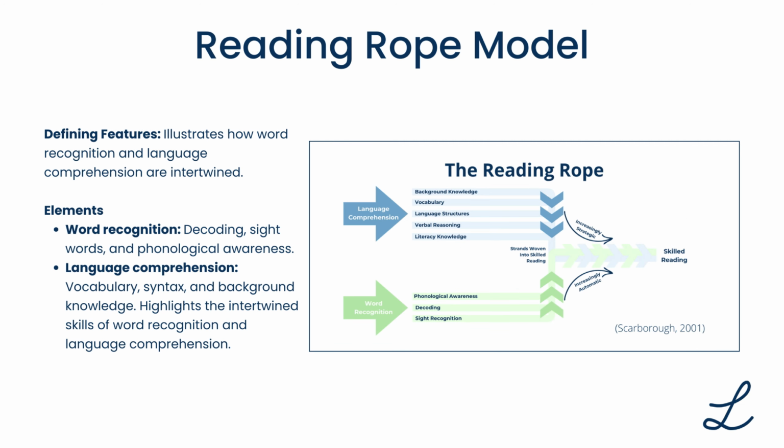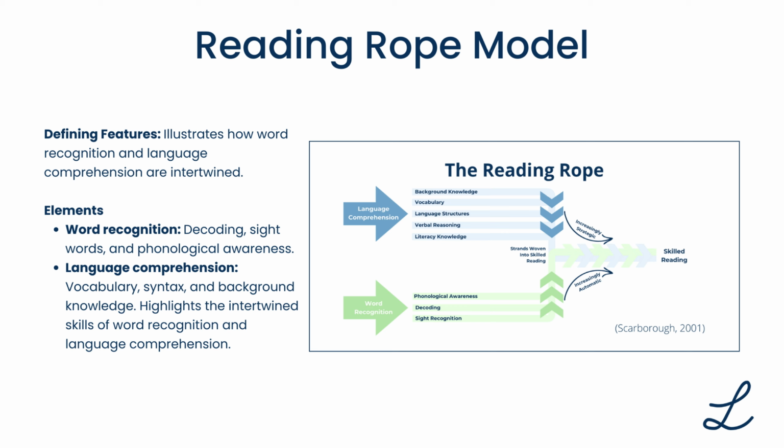The reading rope deepens our understanding of reading by showing how various skills interconnect to support fluency and comprehension. The rope is composed of two main strands. The first is word recognition. This includes decoding, sight word recognition, and phonological awareness, all foundational skills for fluent reading. And the second strand is language comprehension. This involves vocabulary, syntax, background knowledge, verbal reasoning, and literacy knowledge. Together, these elements help students interpret text meaningfully.